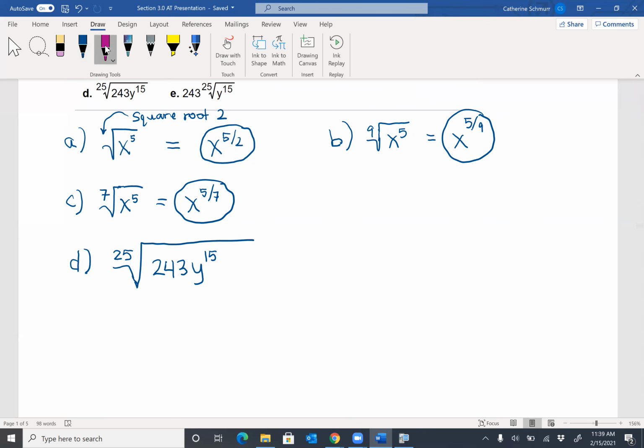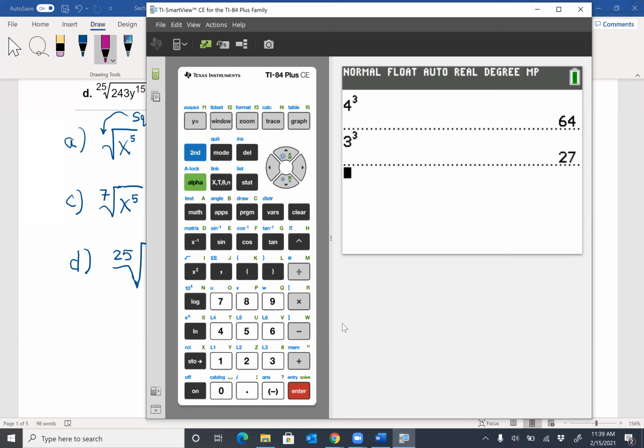So kind of over on the side, I'm going to say 243 is equal to something to a power. And I'm going to play around with it. I know that 3 goes into 243. So 243 divided by 3 gives me 81. And I know that 81 is 9 times 9.